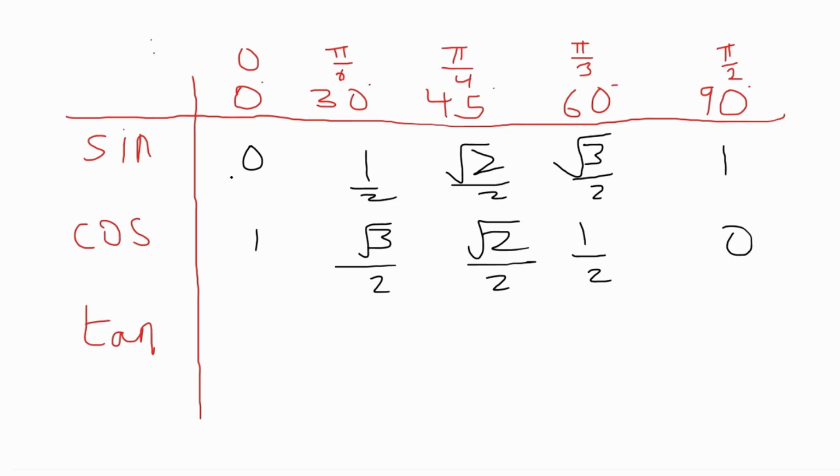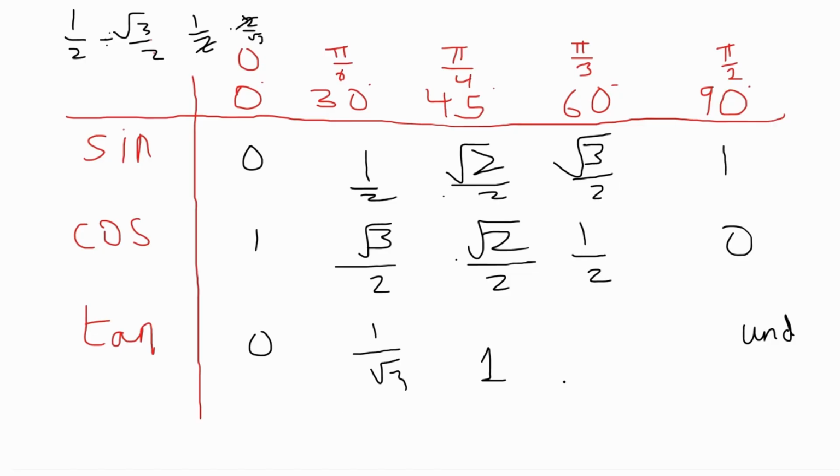And with tan, it's just sine divided by cos. So 0 divided by 1 is 0. 1 divided by 0 is undefined. Same numbers divided is 1. 1 half divided by 3 over 2 is the same thing as 1 half times 2 over root 3. 2 cancel, we're left with 1 over root 3. And this is just that same interaction flipped. So instead of 1 over root 3, we get root 3.